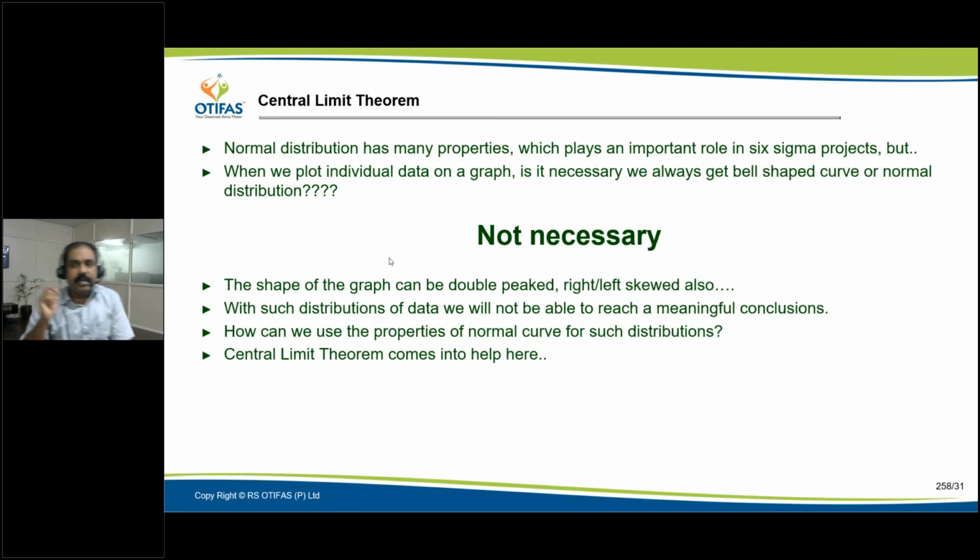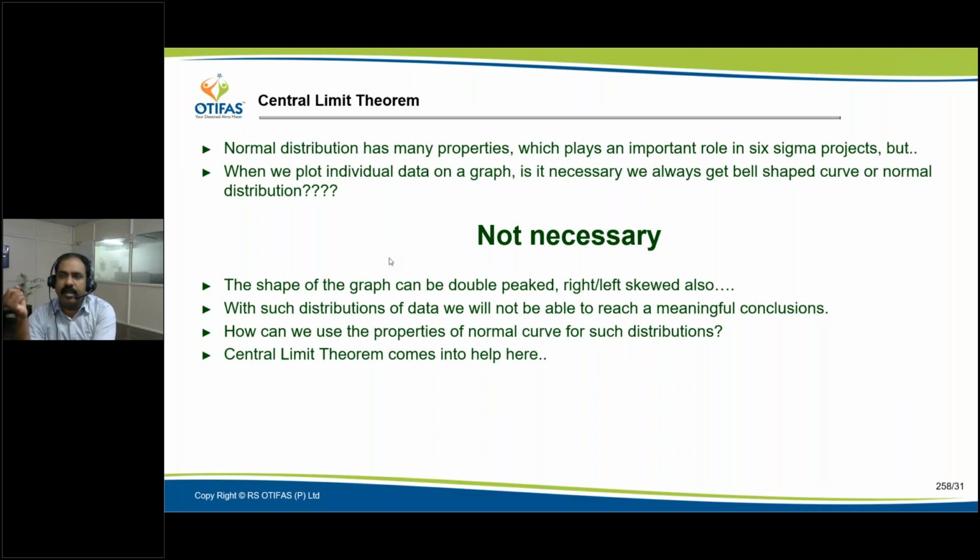Now comes the central limit theorem. Anybody know about the central limit theorem? What is the central limit theorem? Okay, this is also important. When you do Six Sigma projects, it is not necessary that you get normally distributed data every time. You get right skewed, left skewed, double peak. Have you seen the histogram? If you get a normal distribution, it is well and good.